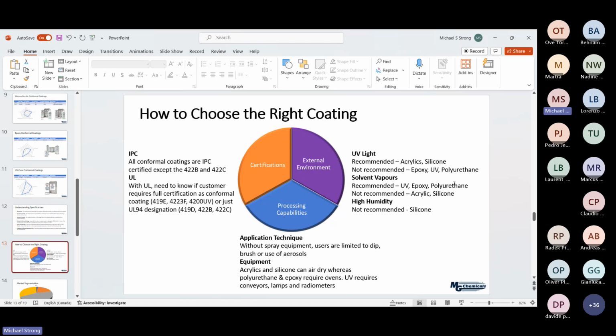And then the final thing is the external environment, okay? Because you can't just broad stroke and say this coating will hold up to everything. That's not the case. So you need to know the specifics of the different environmental stresses that the coating needs to withstand in order to operate properly. So for example, if it's exposed to UV light, you want to use something that's not aromatic, meaning you want to use an aliphatic compound like an acrylic or a silicone, whereas an epoxy, UV, polyurethane, they will tend to yellow over time and not hold up so well.